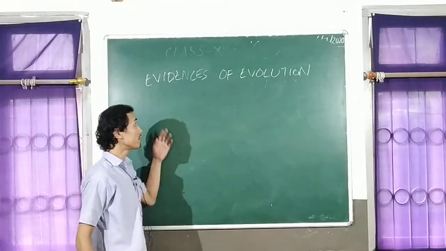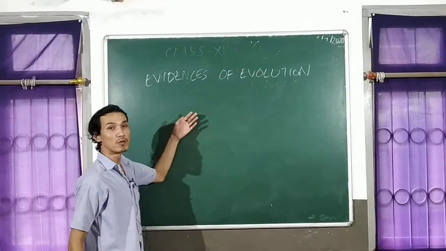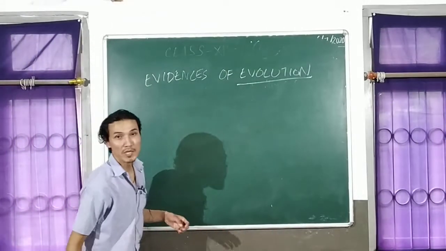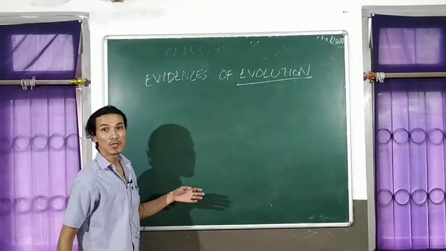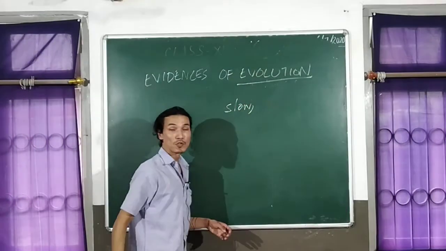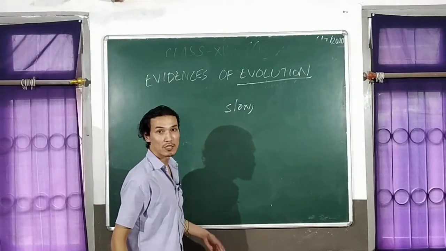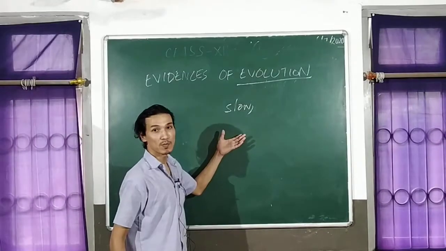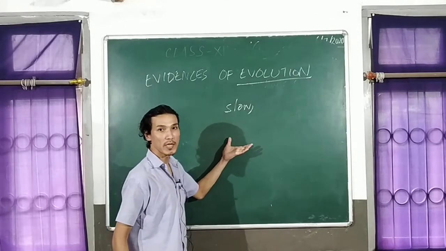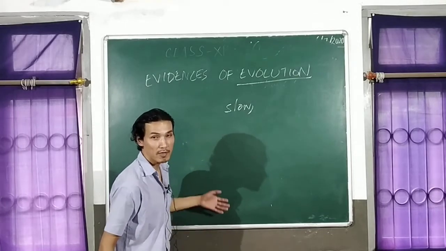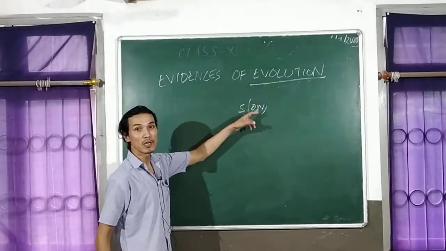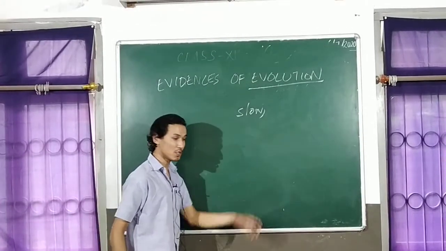We are going to start with evidences of evolution. Before we go into evidences of evolution, you first have to understand what evolution means. Evolution is a slow, irreversible, progressive change. Basically, evolution takes place over several generations, and the changes are always in such a way that it benefits the survival of an individual to the changing environments. So once again, evolution is a slow, irreversible, progressive change.